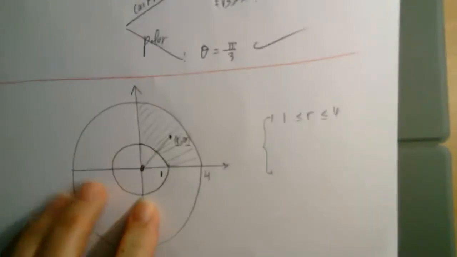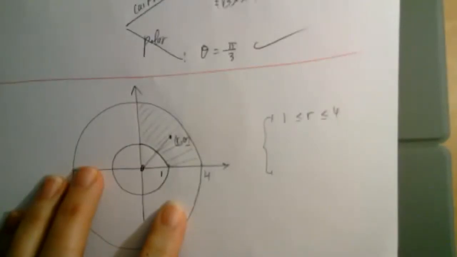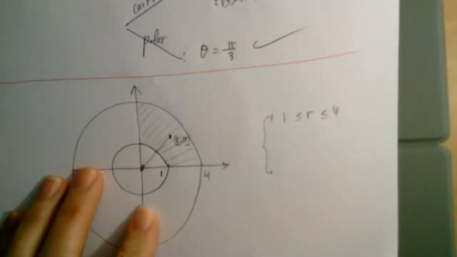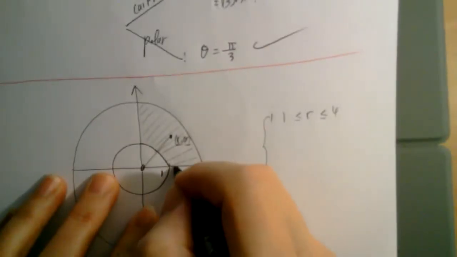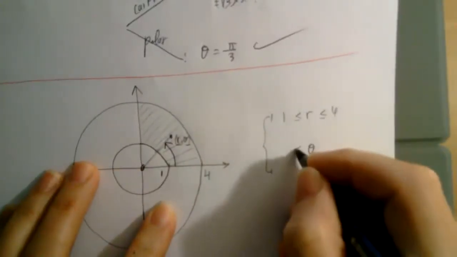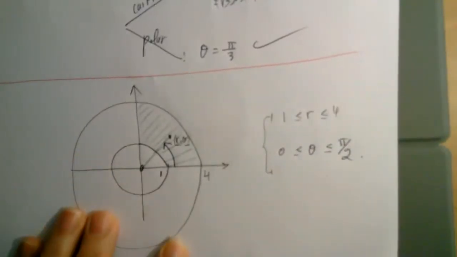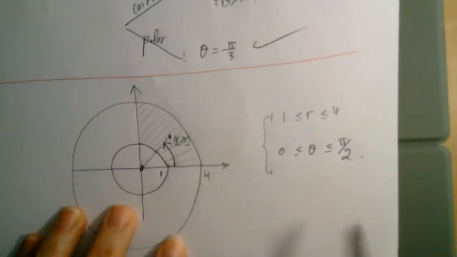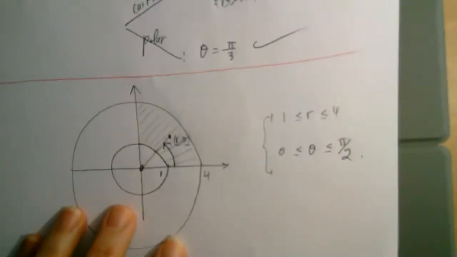What about the theta? Is it easy to characterize? What about the theta? All of you. If I point here, the angle that this will have to form with the polar axis, what can you say about it? The theta is between 0 in this particular situation and pi over 2. Exactly. So this region is very easily described using polar coordinates. A little bit harder using Cartesian.